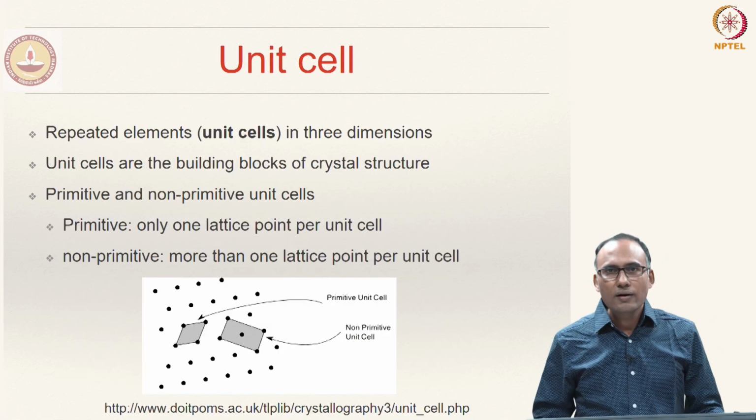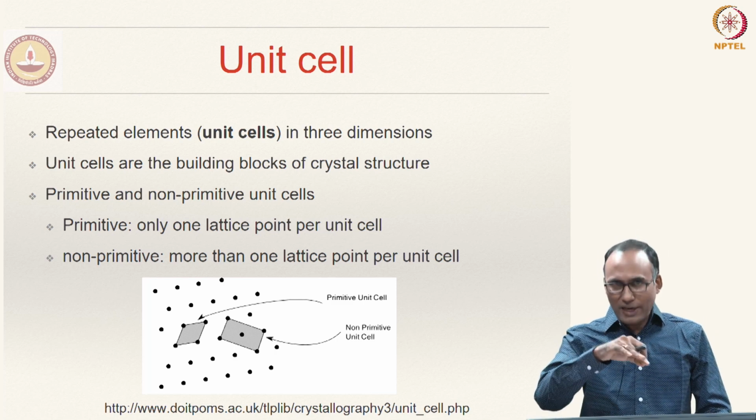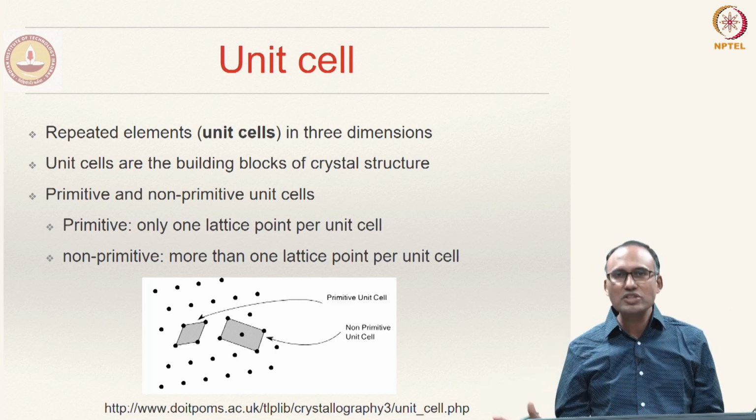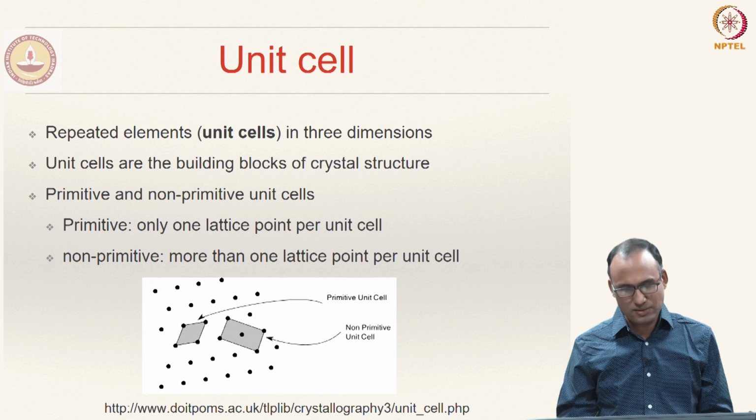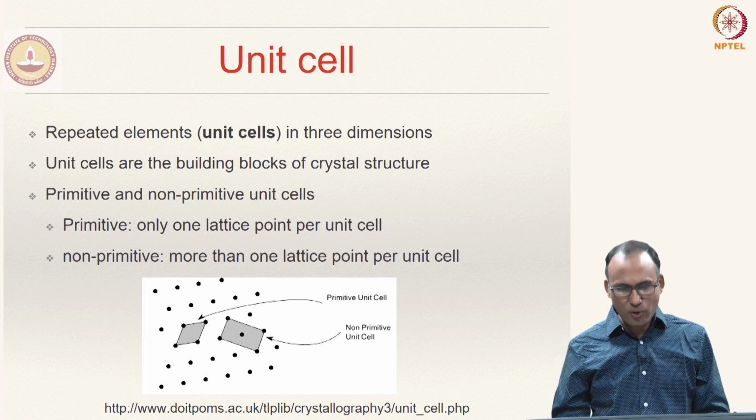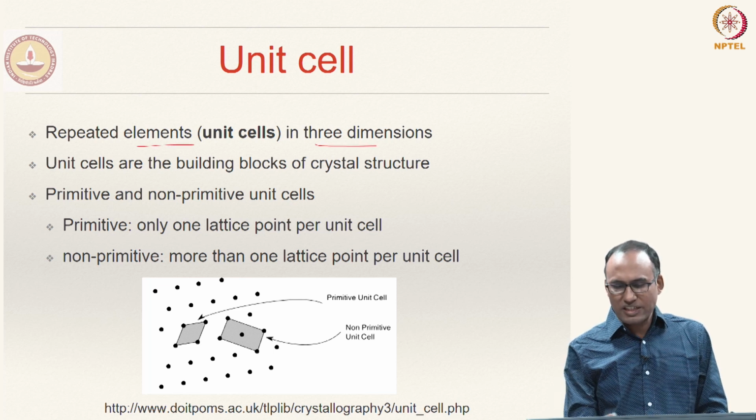And next, the points are called lattice points and the collection of these points is what we call a lattice. And next we will discuss what we mean by unit cell. So, a unit cell is nothing but a repeated set of elements in 3D.